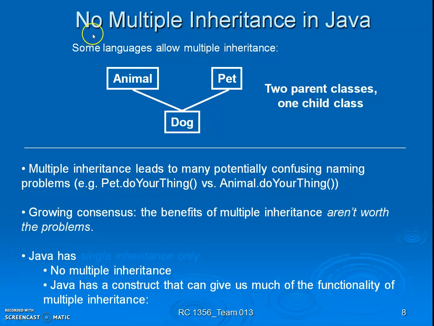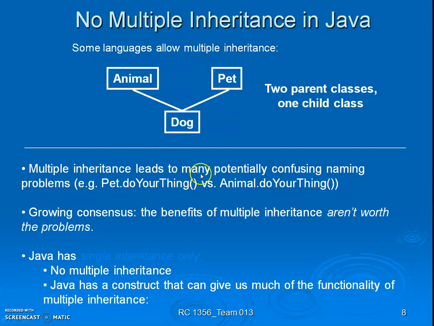So in the previous section itself, we discussed that Java does not support multiple inheritance, but some languages allow multiple inheritance. So we can discuss why Java does not support multiple inheritance. Here you can check that. We have Animal as a class and Pet as a class, and then by using these two parent classes we created one Dog class.